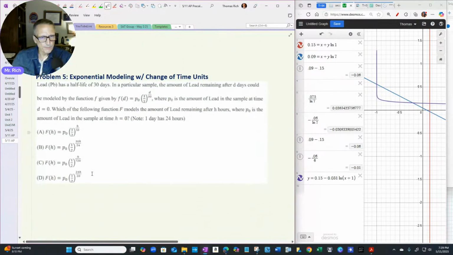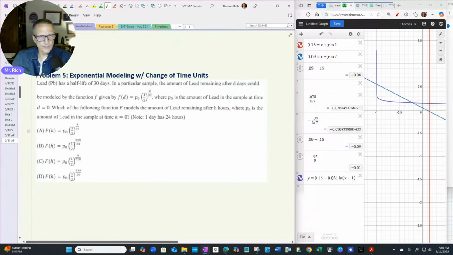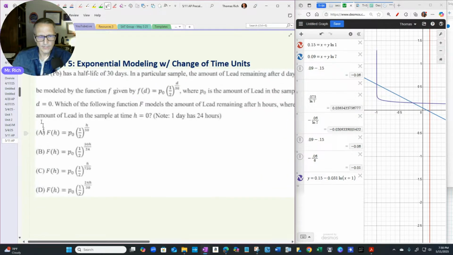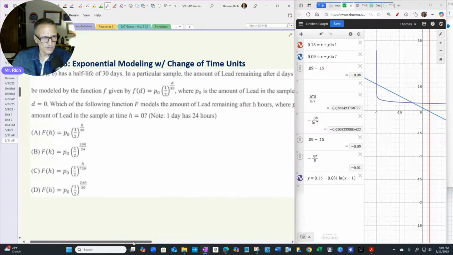Problem number 5, exponential modeling with change of time units. These give students fits, and I wanted to go over one of these with you. So this says that lead has a half-life of 30 days. I guess that's true. I didn't know that.